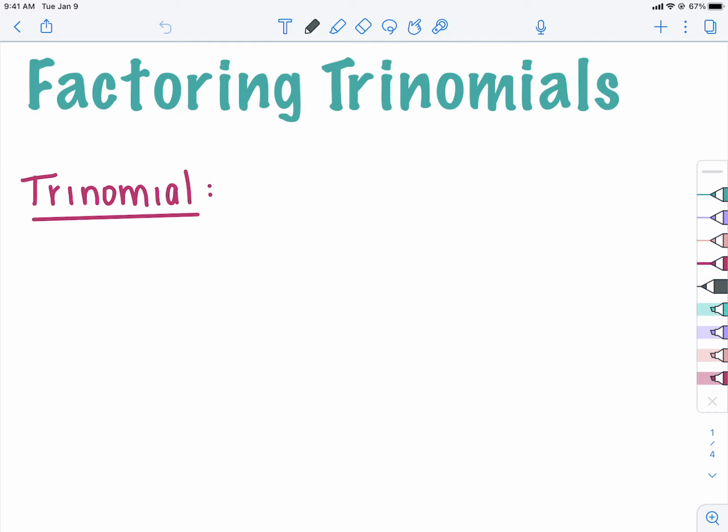So this is just a polynomial with three terms. So we've seen a monomial, which was a polynomial with only one term. We've seen a binomial, which was a polynomial with two terms. Now we're going to look specifically at a trinomial, which has three terms.